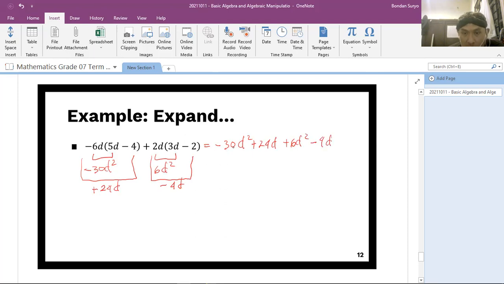As you can see, we have the same terms in this case. So let's join all the same terms together. Negative 30d squared plus 6d squared equals negative 24d squared, plus 24d minus 4d equals 20d. Positive or negative? Positive, very good. That's it.